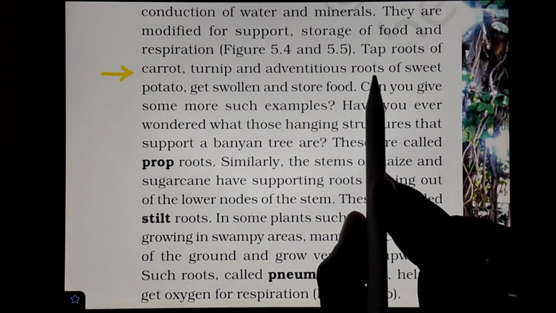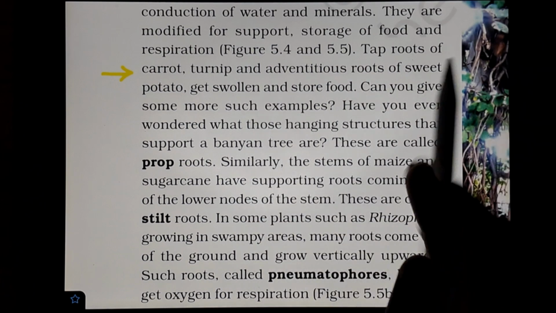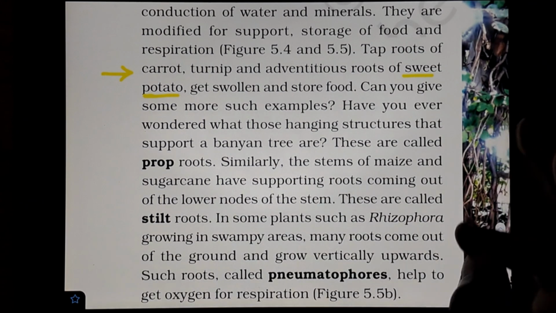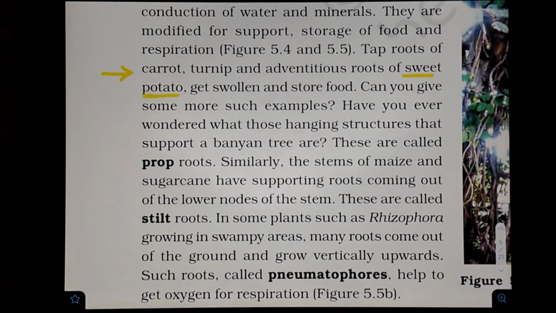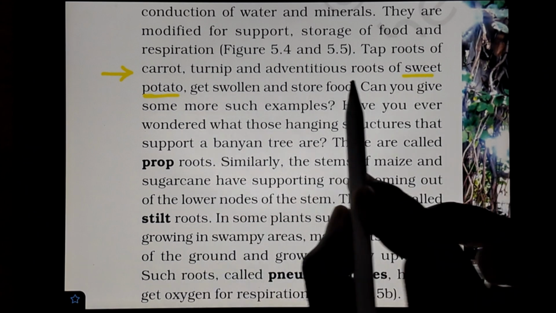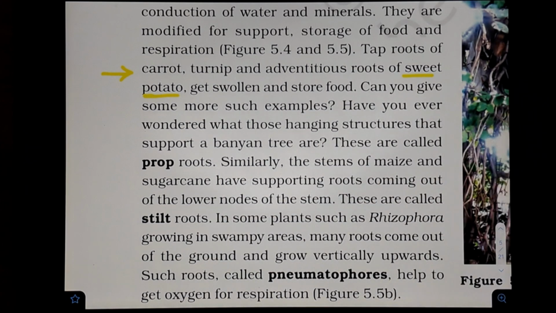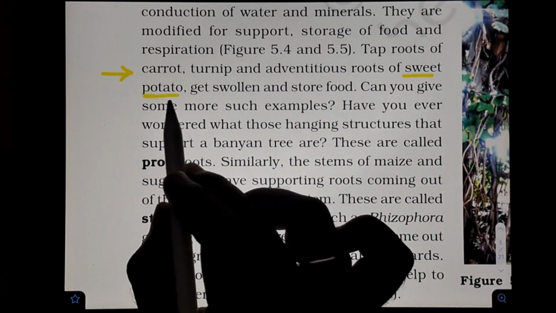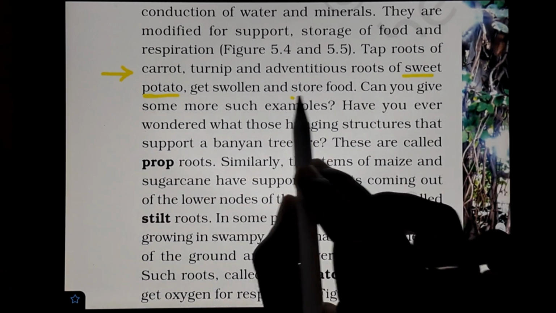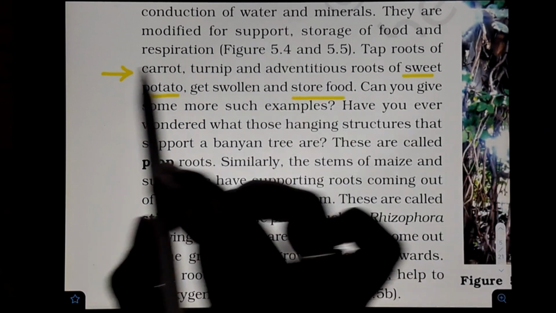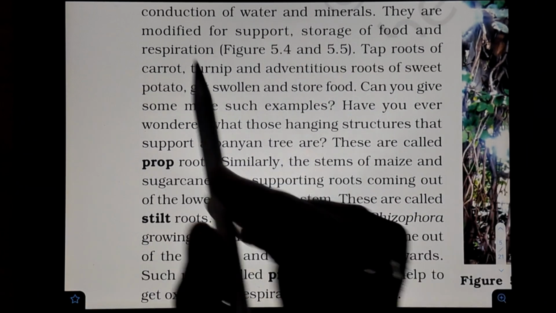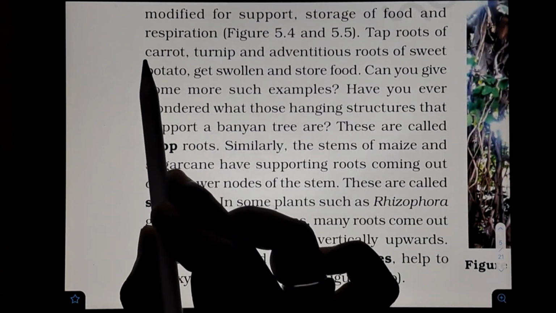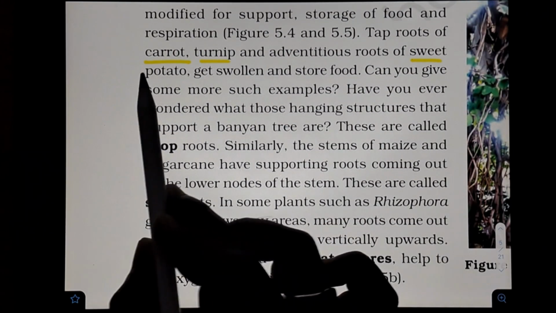And for adventitious root, we told sweet potato. Here the sweet potato example was given. Earlier we discussed banyan tree, grass, monstera having adventitious root. Here sweet potato also has adventitious root. This is also an example of adventitious root. Adventitious roots of sweet potato get swollen for storage of food. The root is modified for the storage of food, meaning examples of carrot, turnip, sweet potato.